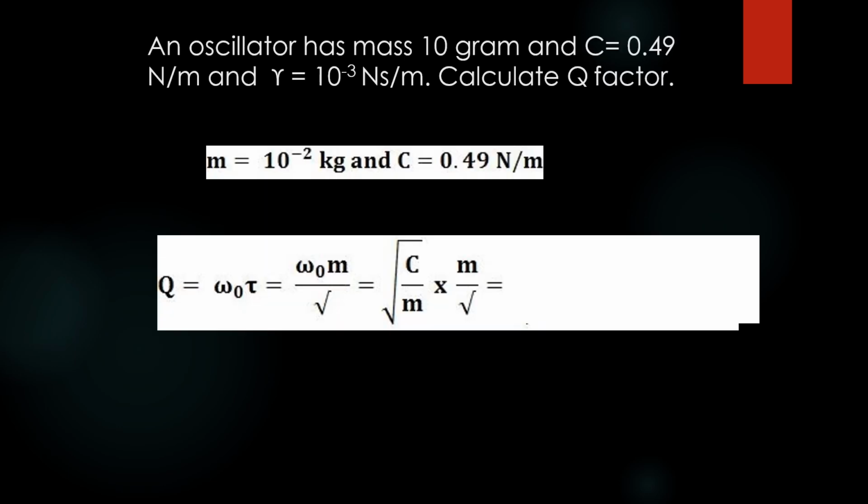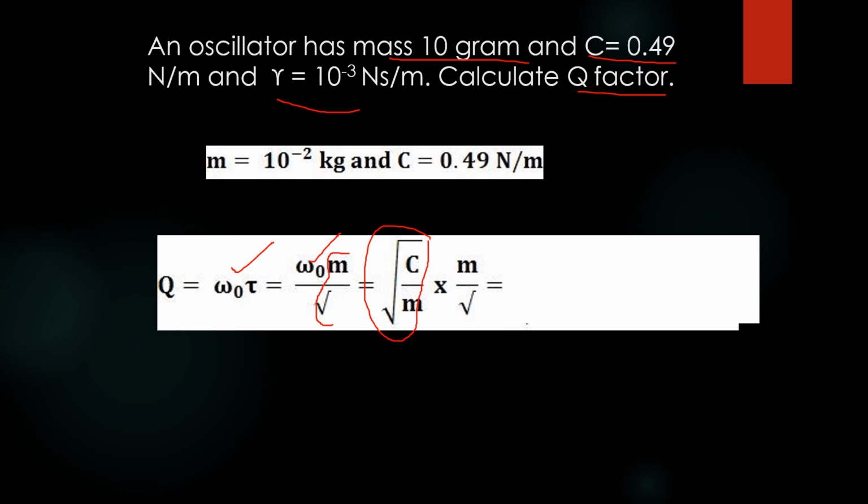Now next problem. An oscillator has a mass 10 gram and force constant 0.49 Newton per meter. Damping coefficient is 10 raised to minus 3 Newton second per meter. You have to find the Q factor. So Q factor is omega 0 into tau. Omega 0 you can write as root of C by m.